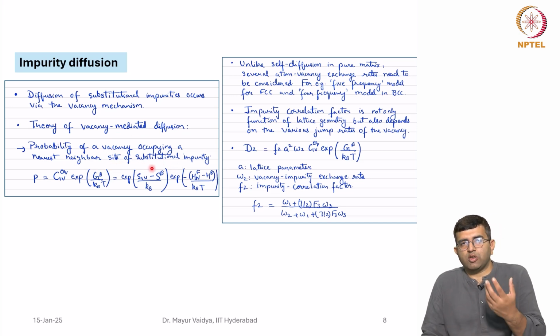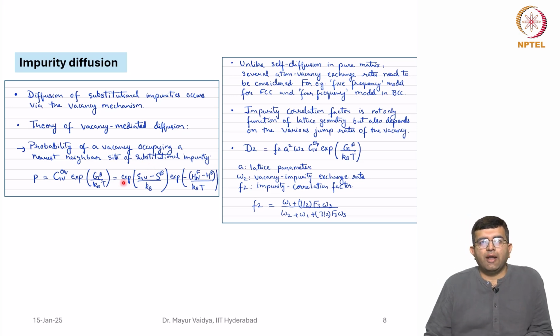So, whenever we talk about the vacancy mechanism, finding a vacancy has a certain finite probability, which is much less than 1. So, that also has to be taken into account, and that is written as this expression, equilibrium concentration times exponential of Gb by kBT, and here it is written separated into entropy and enthalpy terms.